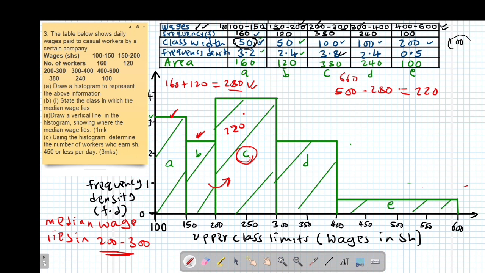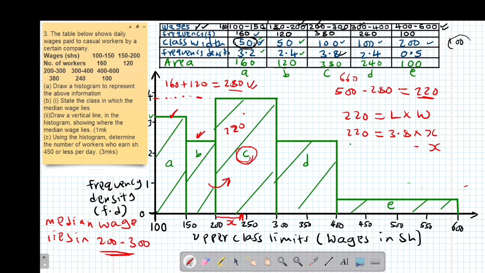Because I don't know the length, I'm going to let the length through this particular bar that will give us that area of 220 be x. So I'm assuming my median will lie through this length of x. The area I'm remaining with in bar C is 220. So 220 equals length times width. The width is x, and the length is the frequency density of this class, which was 3.8. So it will be 3.8 multiplied by x.